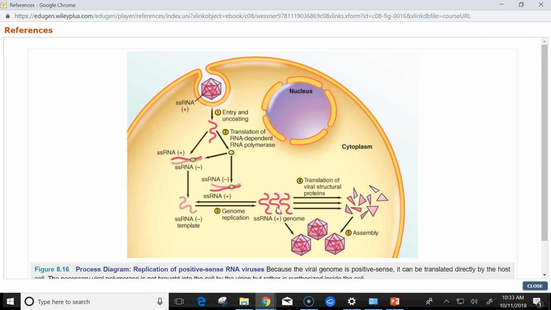Does it make sense now why they do that step? Why they have to do that step? And they've got to come with that enzyme because we don't do that, right? We don't copy RNA. We don't make RNA.